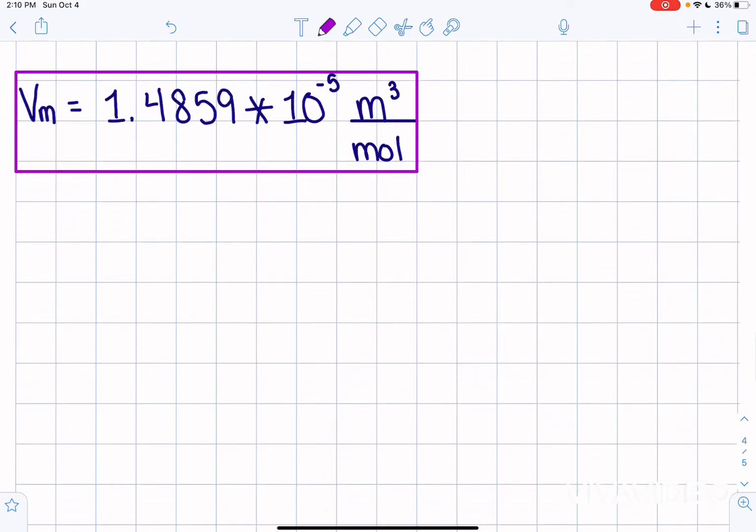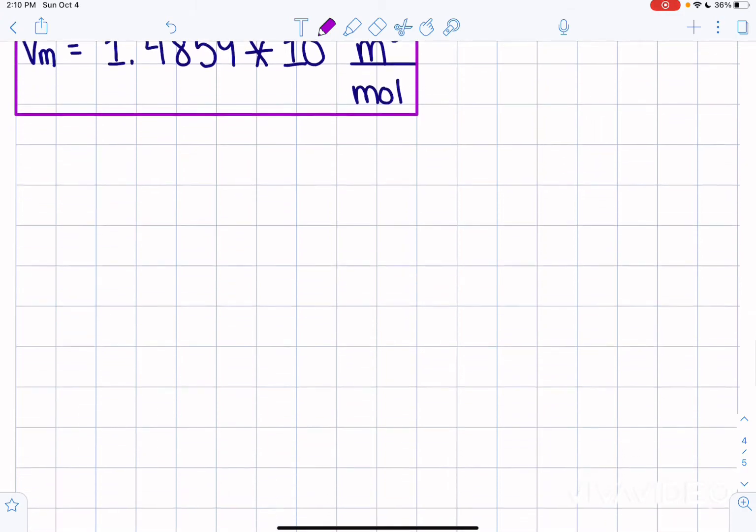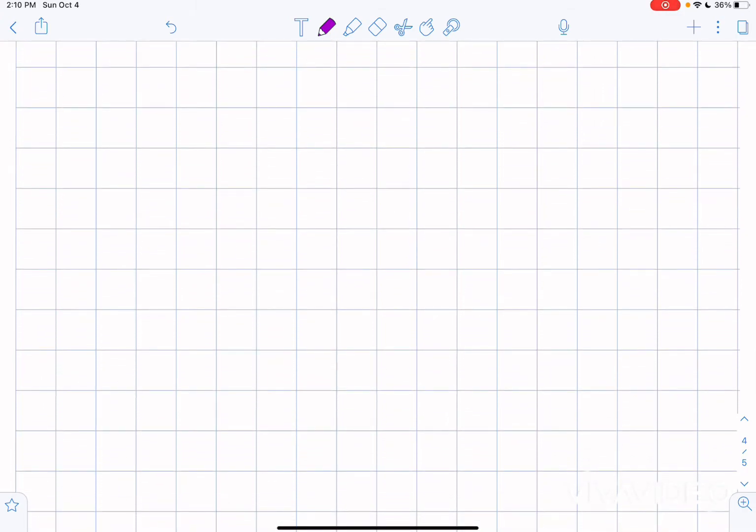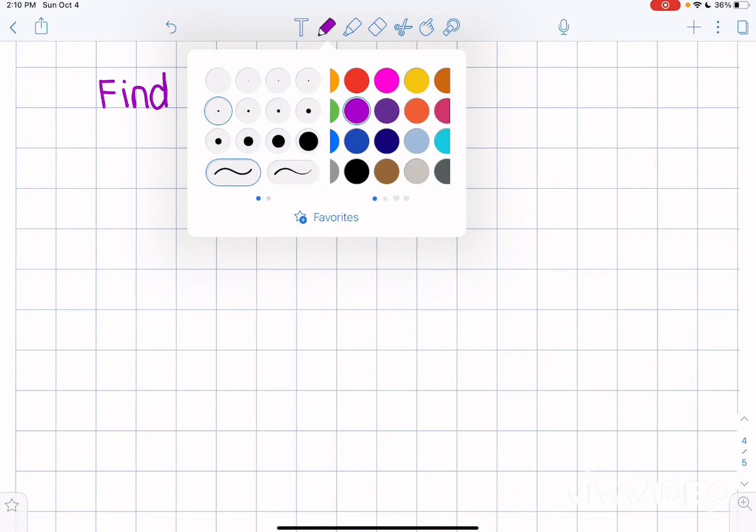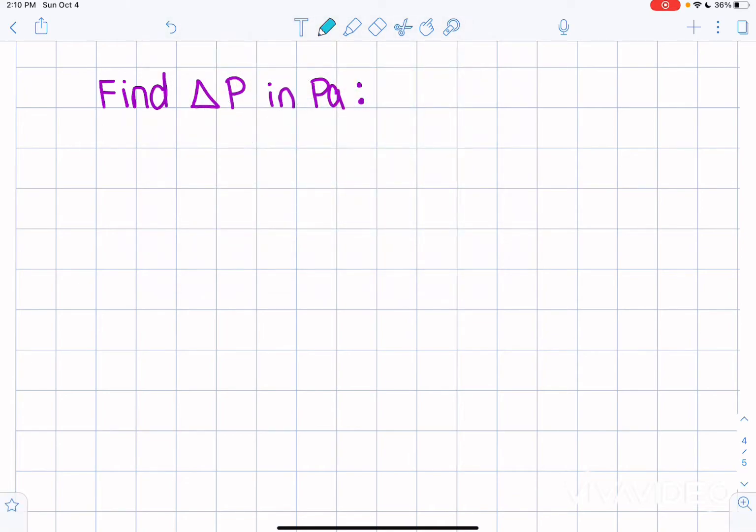Okay, so now that we have that, our next step, and I'm just going to go ahead and scroll up so that we have a little bit more room, our next step will be to find our delta P in pascals. Now the reason why I want to do that is because you may remember 1 bar is equal to 10 to the 5th power pascals. Okay?